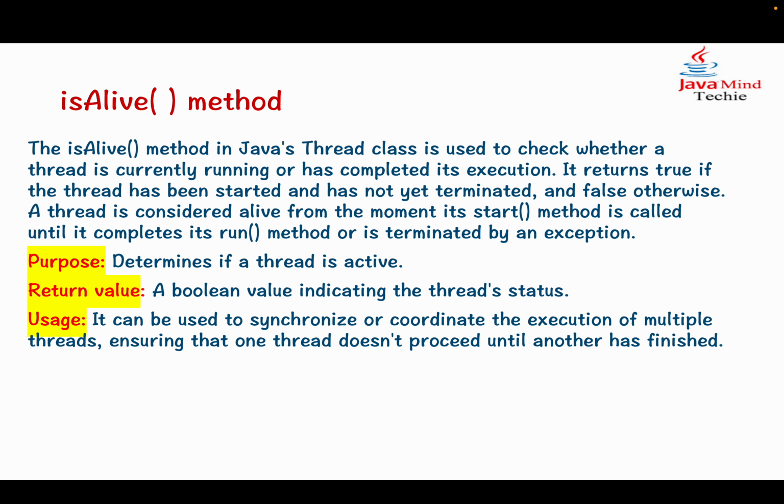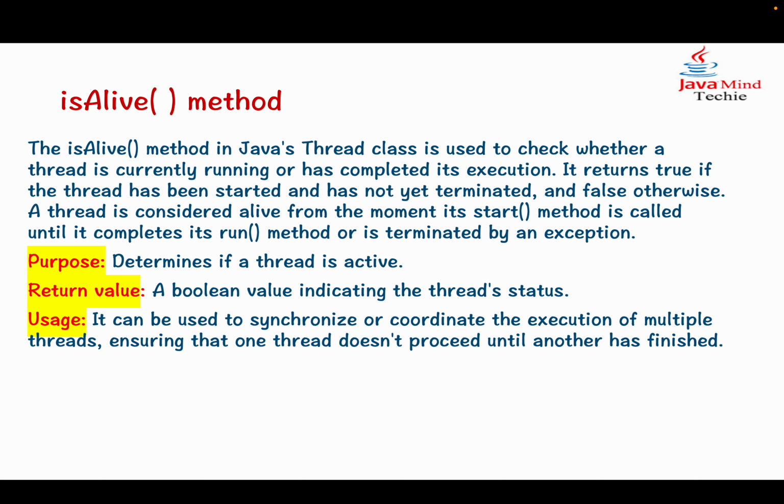A thread is considered alive from the moment its start method is called. Once the start method is called, the thread comes into the live state, until it completes its run method or is terminated by an exception. If you get any exception, the thread may terminate. The purpose is that it determines whether a thread is active or not. Then the return value.